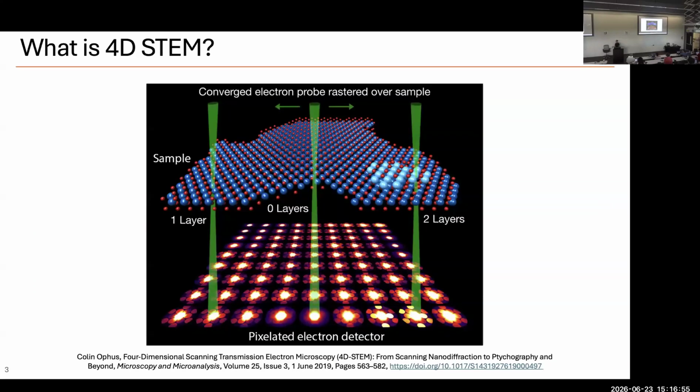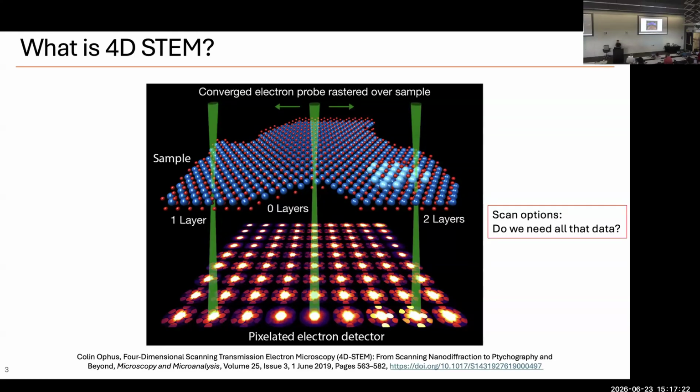Luckily, Colin just gave a talk defining 4D STEM really well. It's really any kind of acquisition of diffraction patterns by scanning your beam across a sample in real space. And so this is actually an example from his talk. So I'm glad that he went ahead and defined that. And I'm not going to spend much time, but if you're just joining online, go back and watch the recording of that talk.